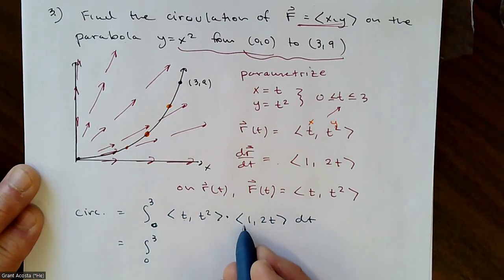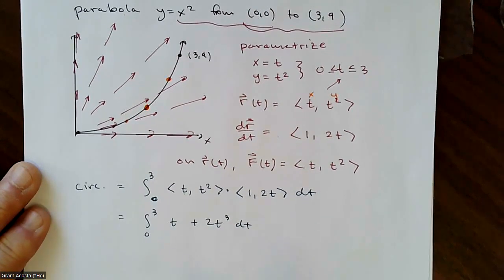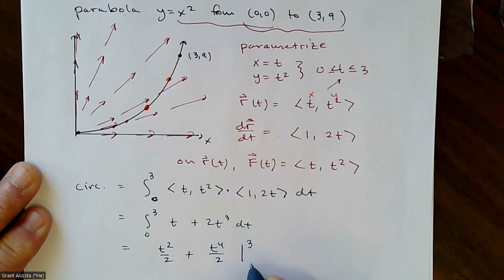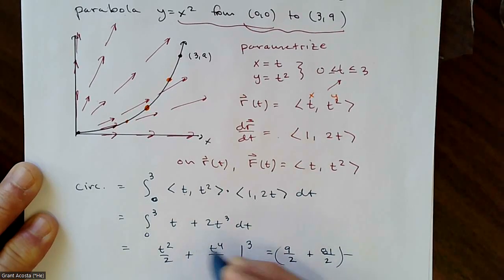Doing the dot product, looks like I get t plus 2t cubed, integrated, which is t squared over 2, plus 2t to the 4th over 4. So that's basically t to the 4th over 2 if I simplify it. From 0 to 3 gives me, let's see, 9 halves plus 81 halves minus, if I plug in 0, nothing. So that's 90 halves. So I get a circulation of 45.